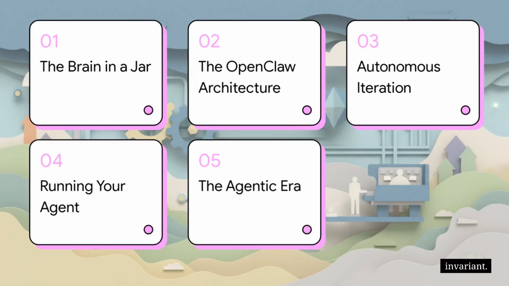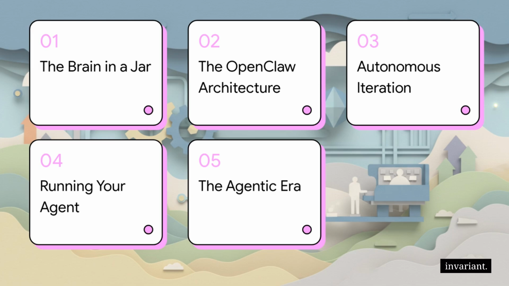All right, so here's our game plan. To really get Openclaw, we're going to build this up from first principles. We'll kick things off with a big problem all AI faces, this brain-in-a-jar limitation. Then, we'll dissect the Openclaw architecture piece by piece to see how it cracks that problem. We'll look at how it iterates all by itself, cover the absolute must-know security rules, and then zoom out to see what this new agentic era is all about.